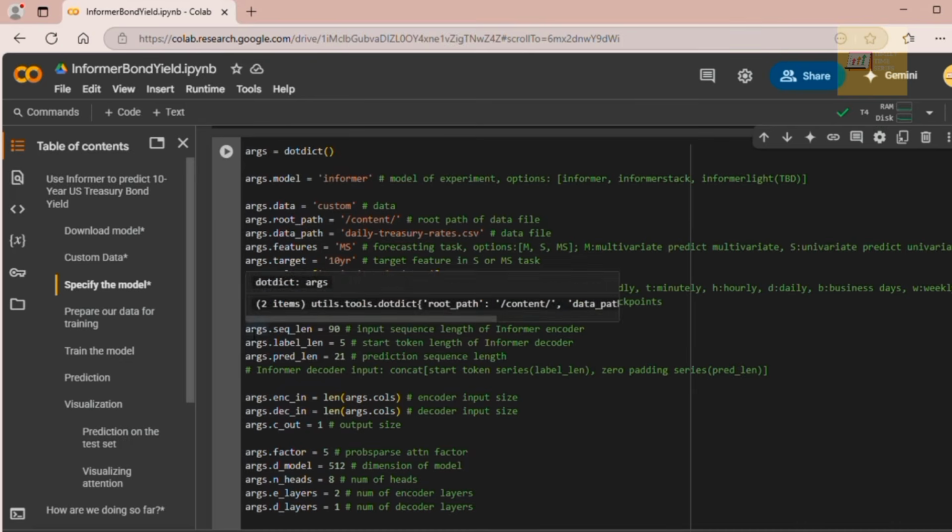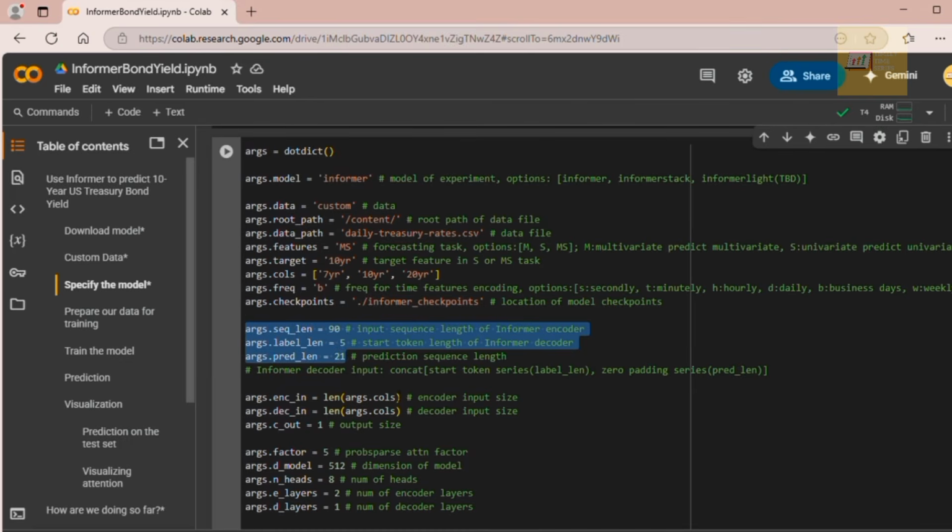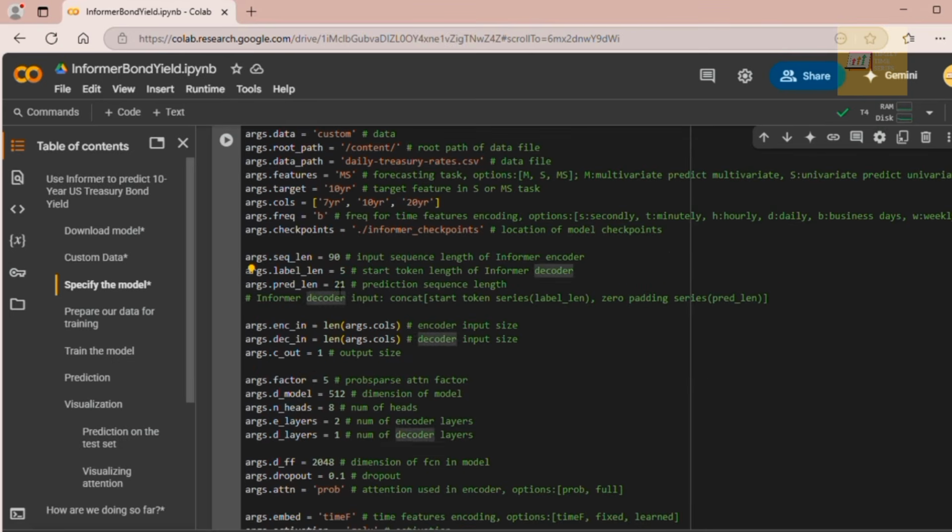And then the next group of parameters are about the input. For the encoder part, the input is denoted as sequence length, and I set it to be 90. And then the output of the model is denoted as prediction length, and I set it equal to 21. So given 90 days of history, we want to predict for the next 21 days.